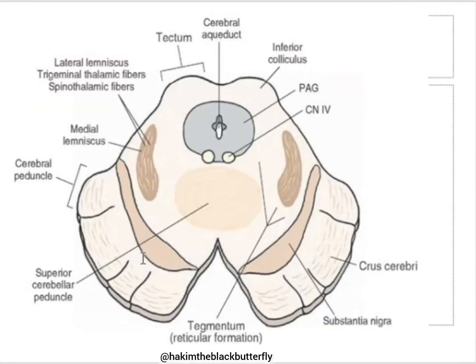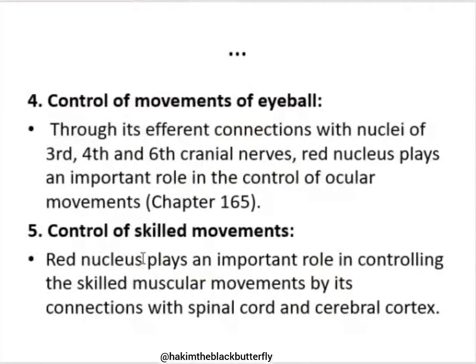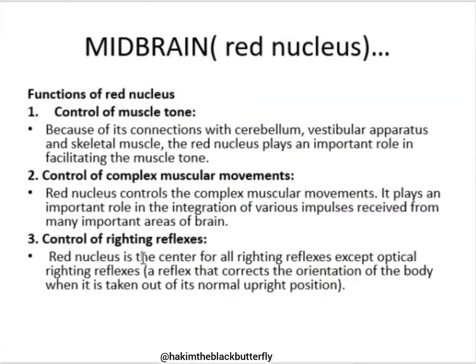What about the tegmentum of the midbrain, the substantia nigra, and the crus? Those are the parts of the cerebral peduncles. And these are the functions of the red nucleus. The red nucleus is at the level of the superior colliculus, and we talked about it when we were looking at the rubrospinal tract. Fibers come from the red nucleus descending down to the spinal cord. They participate in the control of muscle tone, complex movements of the muscles, and righting reflexes.